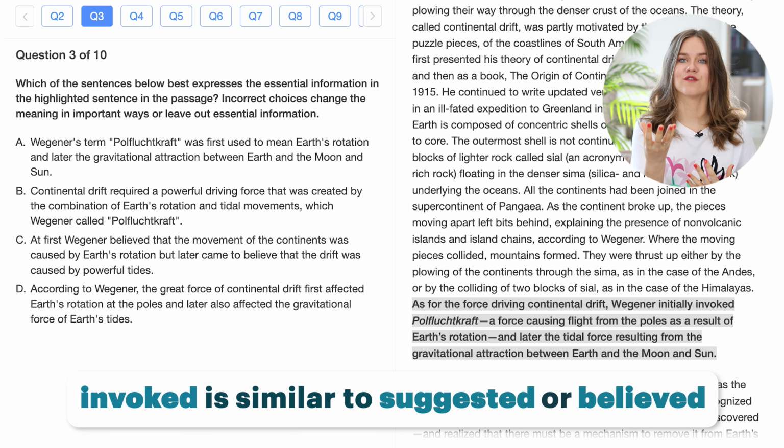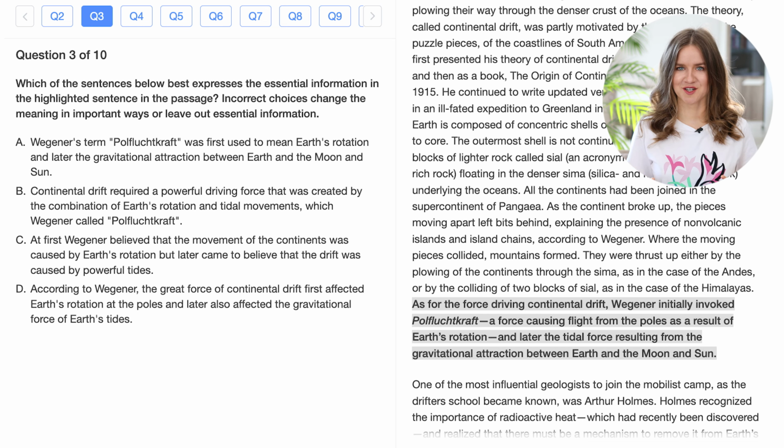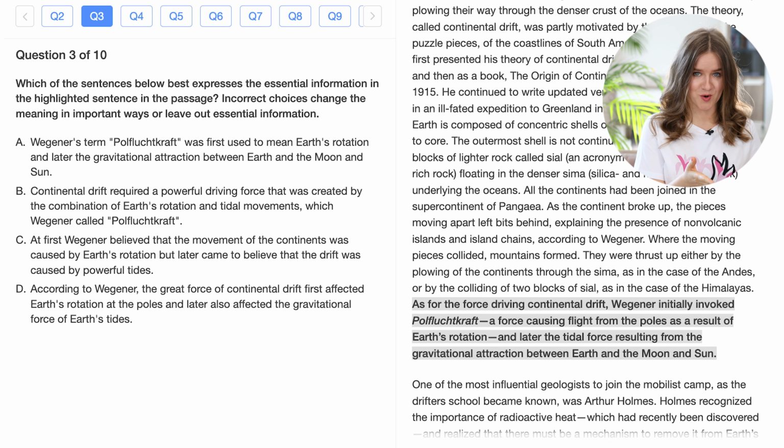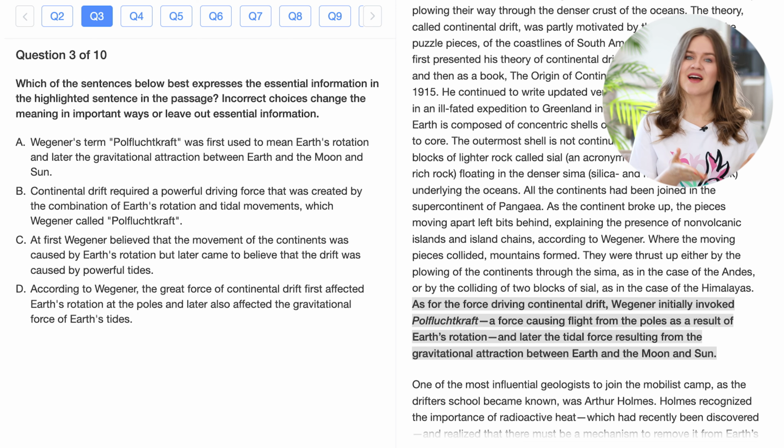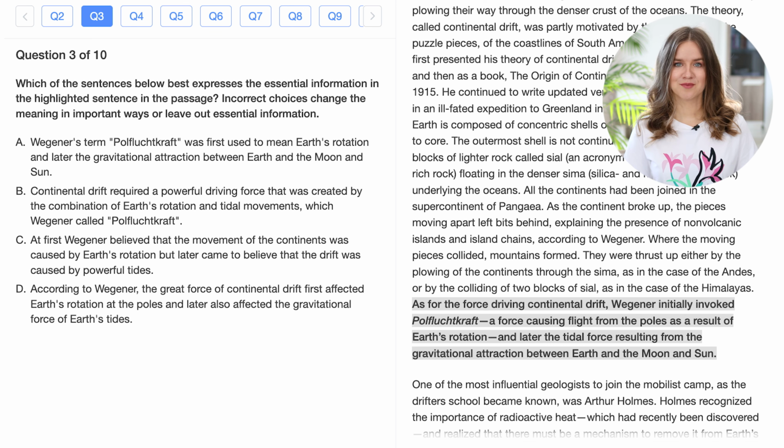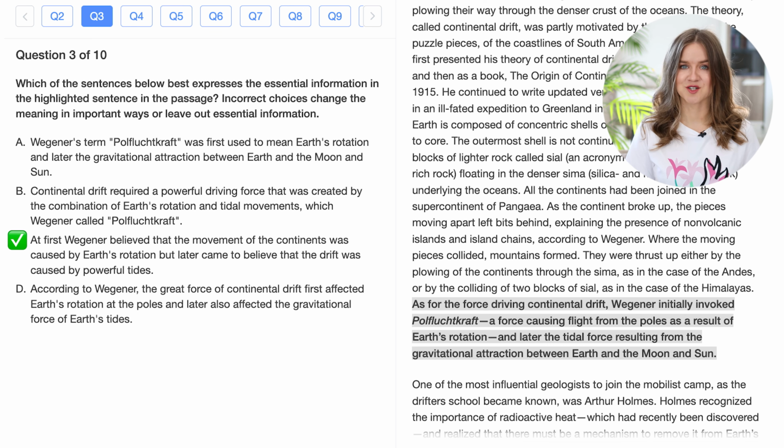I can guess that invoked is similar to suggested or believed. In other words, Wegener first thought one force caused the breakup and then later thought it was another. This makes answer C correct.